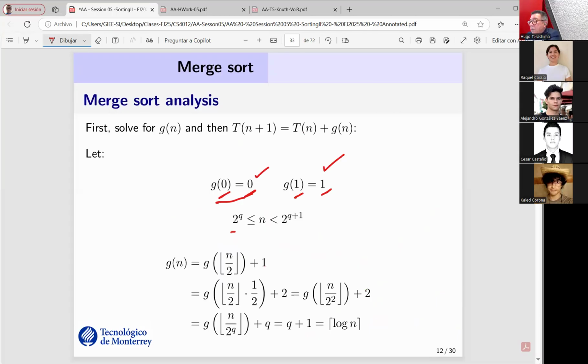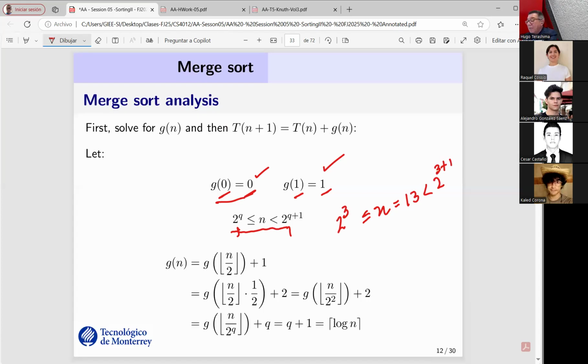Now, let us assume that n is between this range. Imagine n is equal to 13, for example. So this is greater or equal than 2 to the what? 2 to the 3. Q is 3, and this is less than 2 to the 3 plus 1.